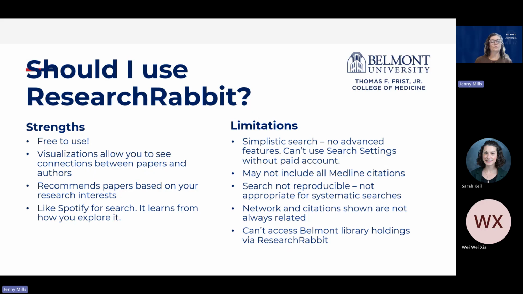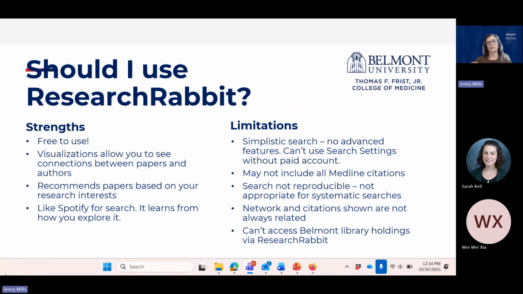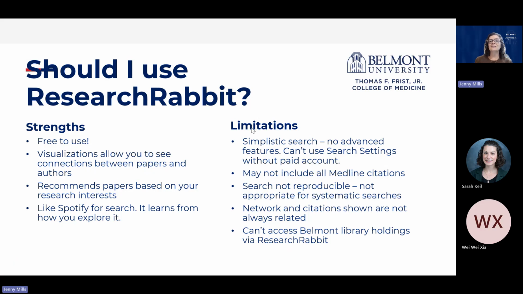And also Research Rabbit will get better the more that you iterate. It will learn what you like. So it's kind of like Spotify for search. And the more you use it, probably the better results that you'll get. Some limitations: that simplistic keyword search is nice, but that can be very limiting if you're trying to create a very sophisticated search. So the searches that I just did were very simple.